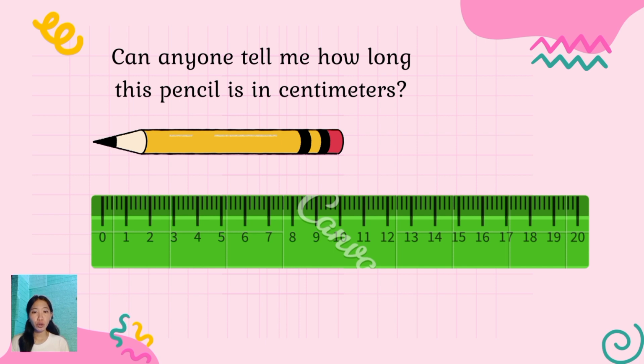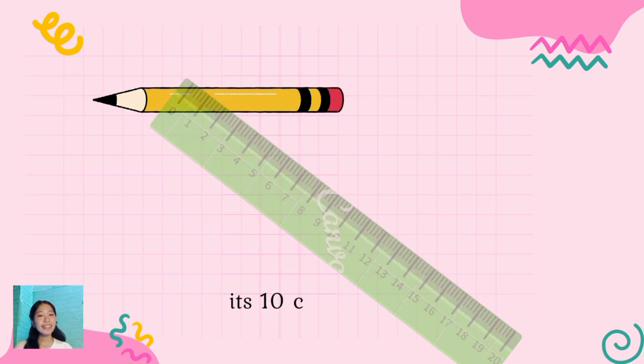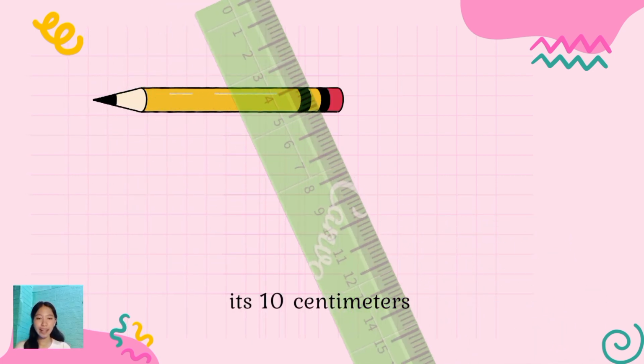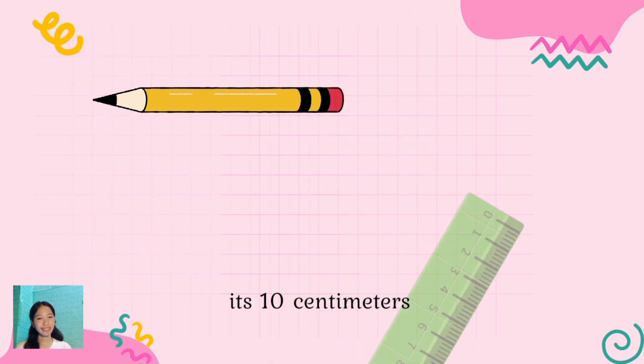We can measure length using different units such as centimeters or cm and meters or m. For example, if I have a pencil and I want to measure its length, I can use a ruler and measure it in centimeters. So can anyone tell me how long this pencil is in centimeters? Yes, that's correct. It's 10 centimeters.